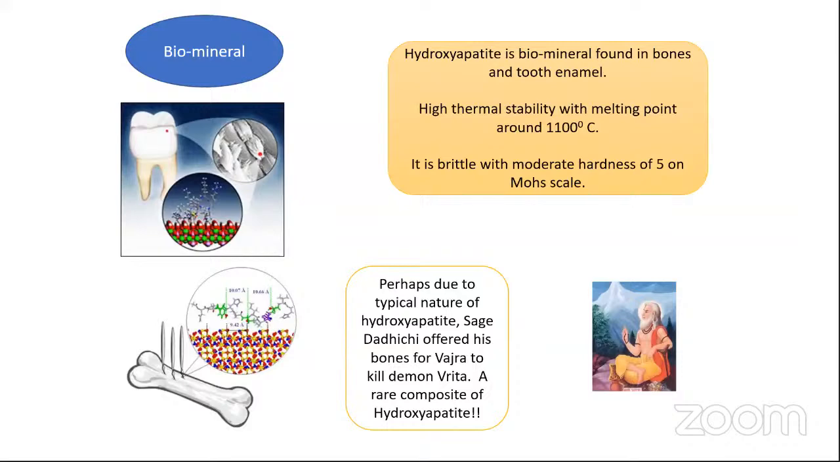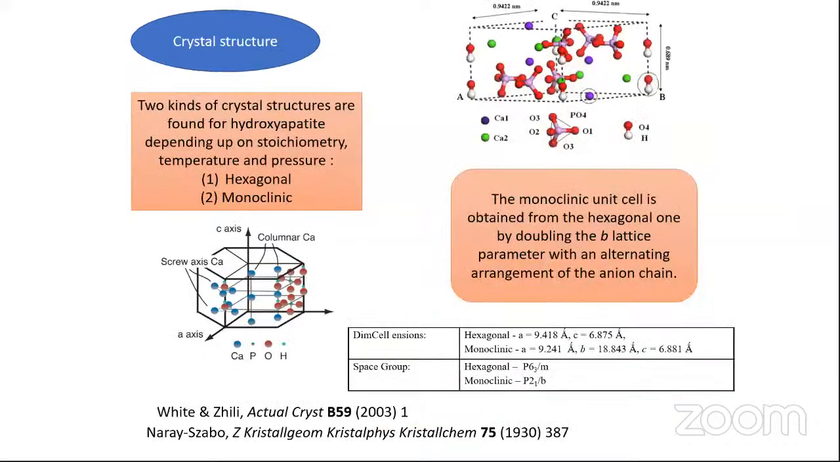Now we come to the crystal structure of hydroxyapatite. Two kinds of crystal structures are found, depending upon the stoichiometry and pressure. One is hexagonal and the other is monoclinic. This is the hexagonal structure and this is the monoclinic structure. The monoclinic unit cell is obtained from the hexagonal one by doubling the b lattice parameter with an alternating arrangement of anion chain. These are the references from where I have taken the unit cell parameters.